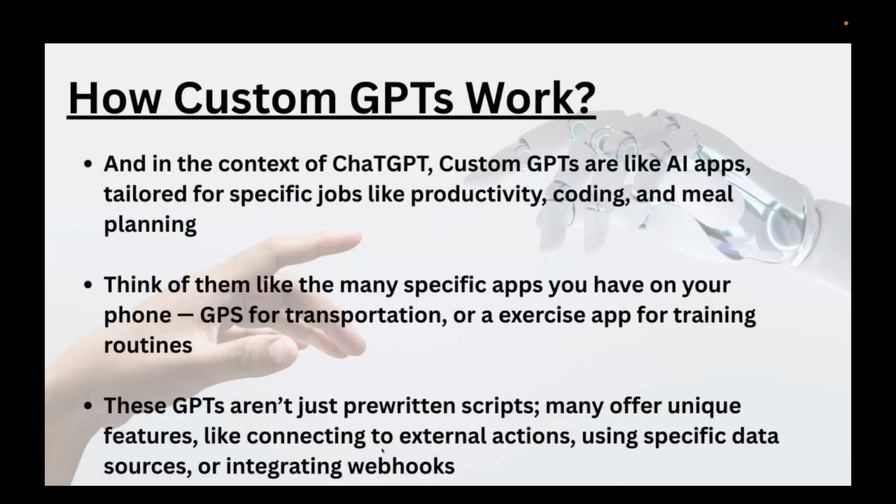And these custom GPTs that I'm talking about are basically like AI apps. So if you think of ChatGPT as a mobile phone, then think of GPTs as separate apps. So here we have an example. These are like the many specific apps you have on your phone. GPS is for transportation. You might have an exercise app. You might have WhatsApp for chatting. You might have Instagram for checking out reels and sharing them with your friends.